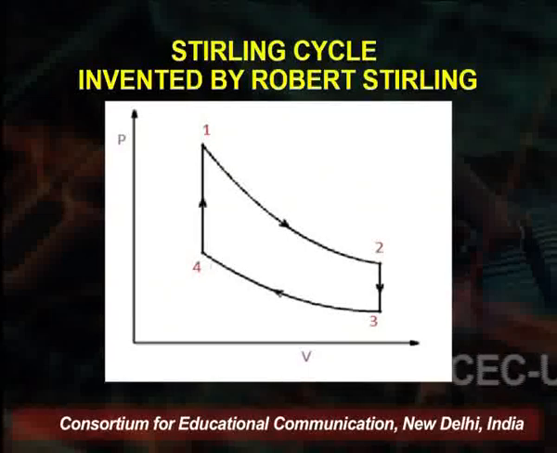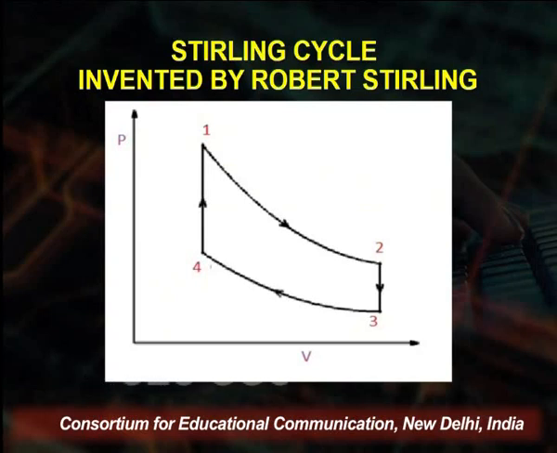The next cycle is the Stirling cycle. Any cycle and the heat engine that follows this cycle will be called the Stirling engine. This is the PV diagram of the Stirling cycle. As you can again see, it has 4 processes. It was invented by Robert Stirling. The processes are going from 1 to 2, 2 to 3, 3 to 4, 4 to 1, and the cycle is represented again on the PV diagram.